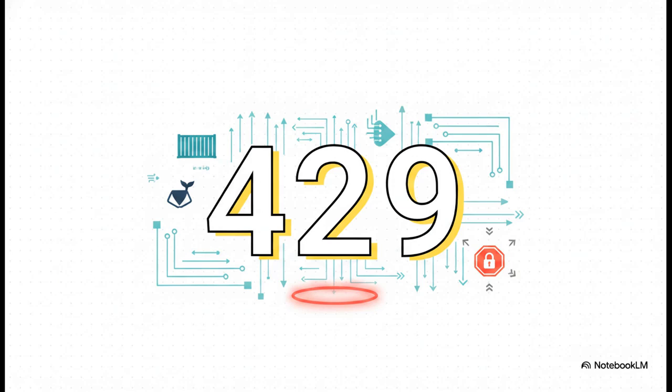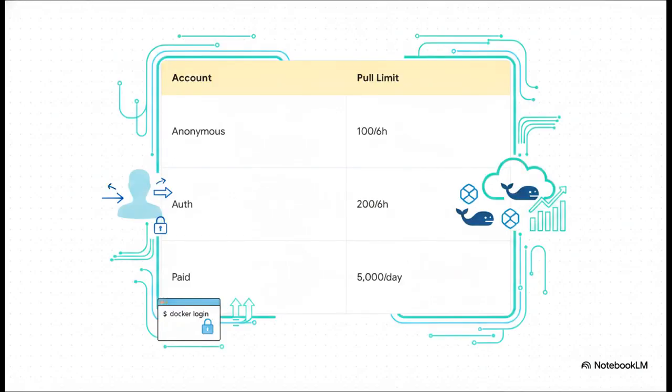Docker strictly enforces a fair use policy. Basically, if your account is pulling an unusually massive amount of data, they are going to throttle or restrict your activity just to protect the platform's performance for everyone else. Check out how these limits actually break down based on your account status.